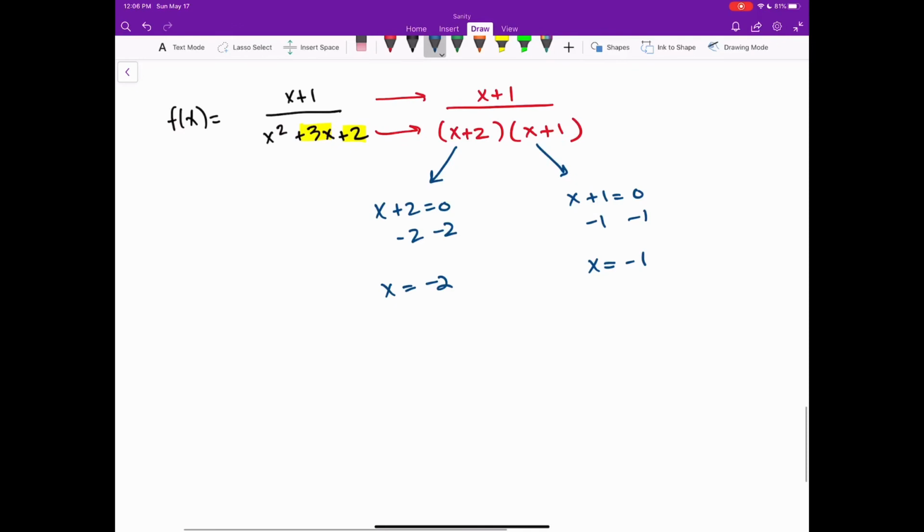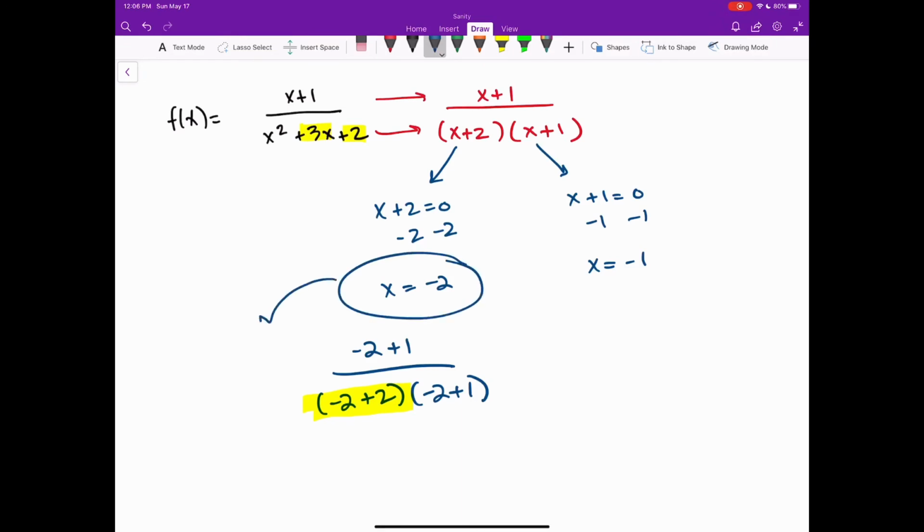Then we can see really quickly, if we plug x equals negative 2 into our function, negative 2 plus 1 divided by negative 2 plus 2 times negative 2 plus 1, the only piece that is going to be equal to 0 is this part right here. Therefore, since only my denominator is equal to 0, this has to be only a vertical asymptote at x equals negative 2.